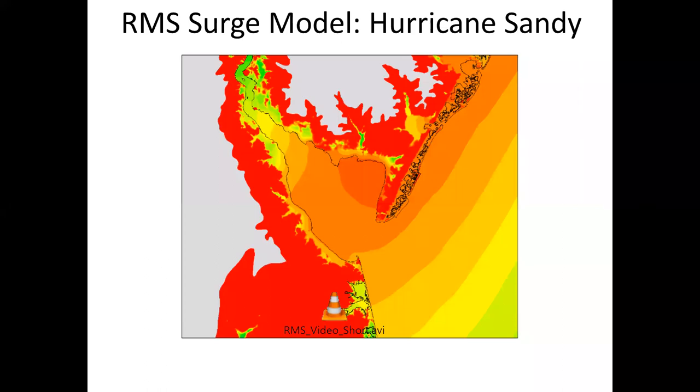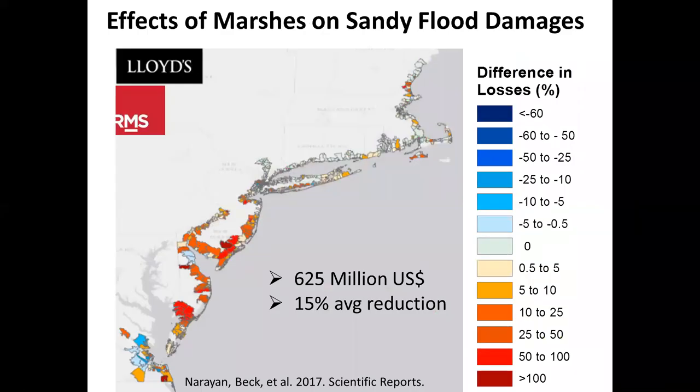All right, so back to the presentation here. And these are the results in sum. What we're looking at here is areas that receive the highest percent benefits from keeping those wetlands in place. Areas in deeper red received greater flood damage reduction than other areas. All up, this totaled some $625 million of benefits during Hurricane Sandy alone.